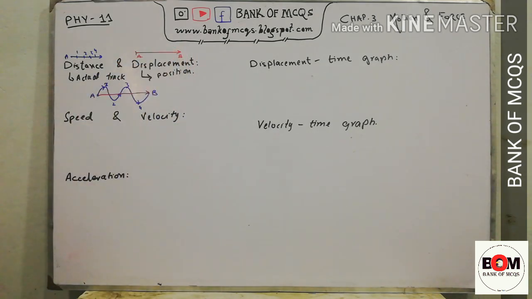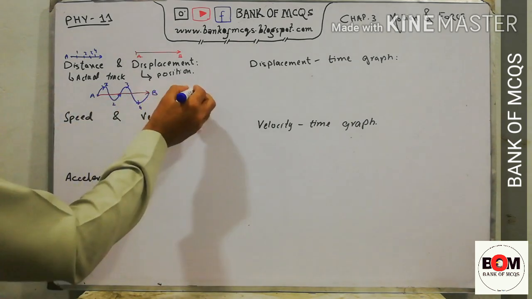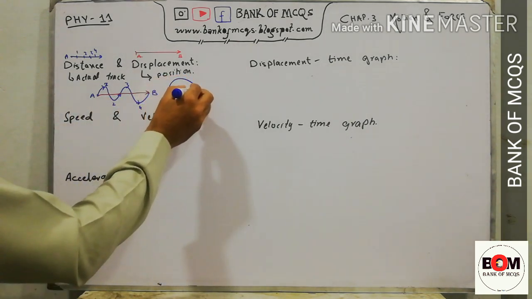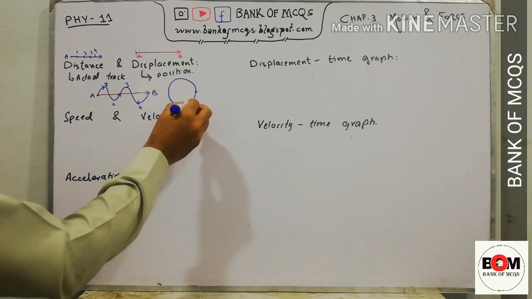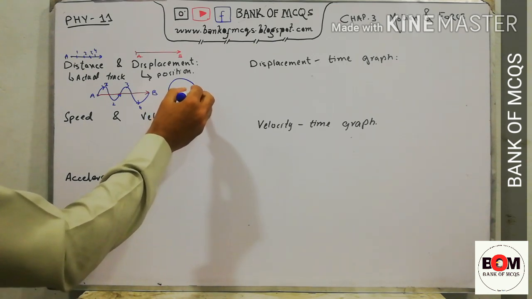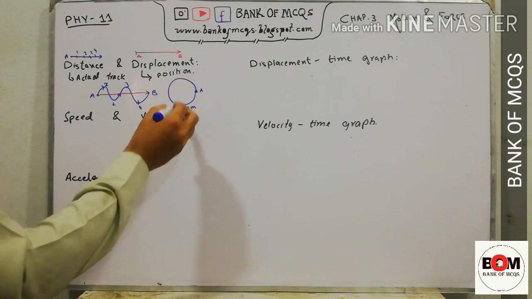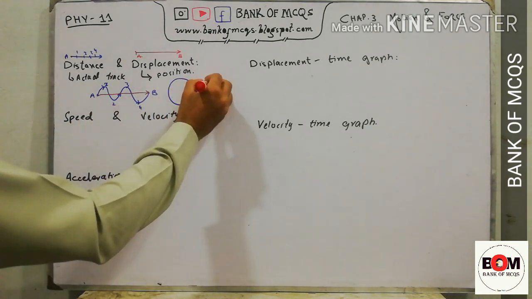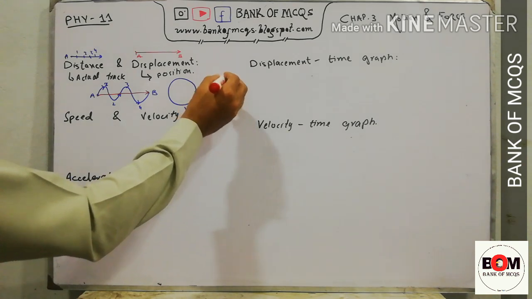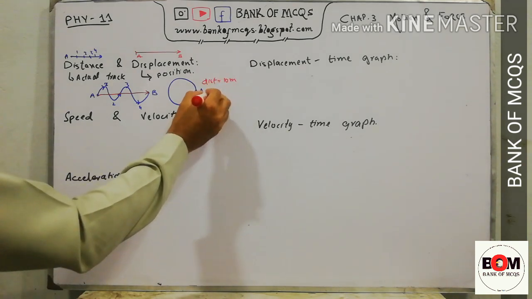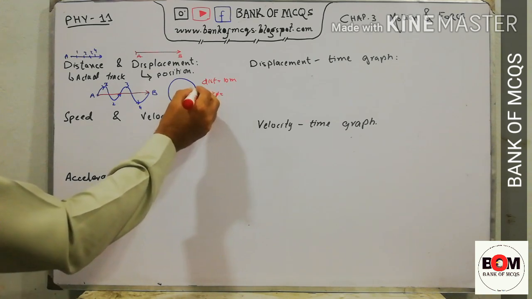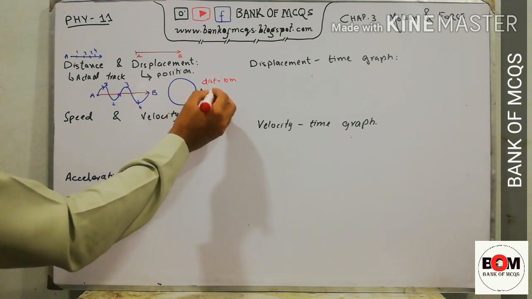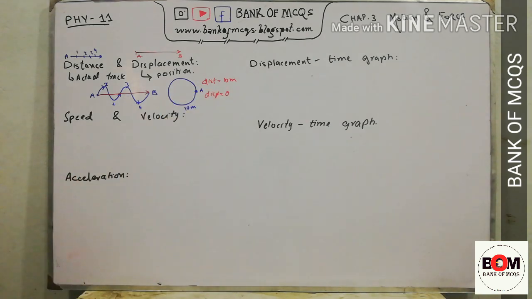So if a body moves along a 10 meter circumference of a circle, starting from point A and reaching point A again, we can say that its distance covered is 10 meter. But as its position didn't change, since it reaches the start again, its displacement is 0. So this was distance and displacement.